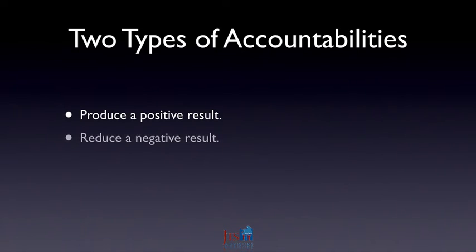The second type of accountability is to reduce a negative result. So reducing mistakes or accidents, reducing the number of unhappy customers your organization might have, reducing refund rates, or if you're in a manufacturing organization, maybe reducing the number of times that the assembly line has to be stopped, or reducing the number of repairs that have to happen. Hopefully you get the gist of this. There are positive results you're trying to produce more of, and negative results you're trying to reduce or eliminate or avoid completely. Those are really the main types of accountabilities.